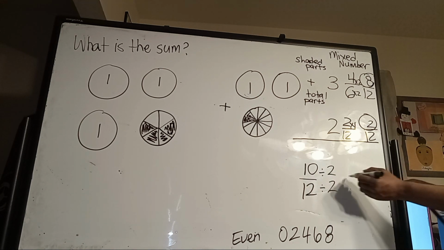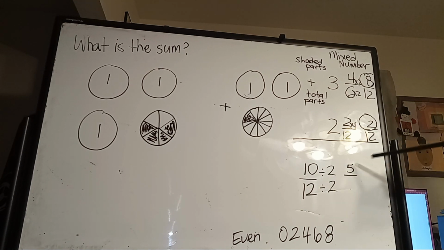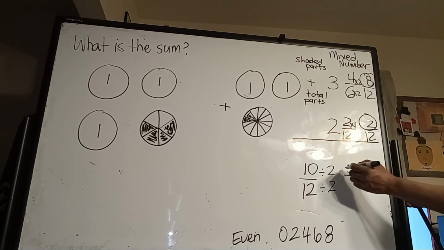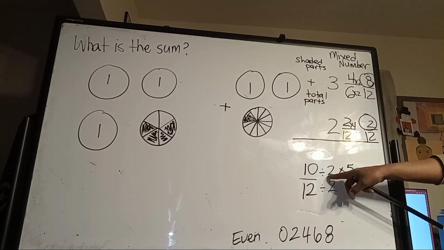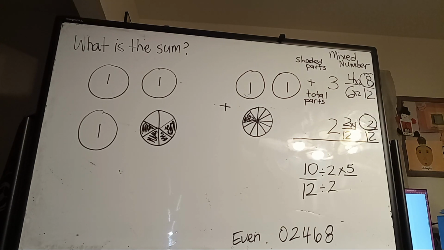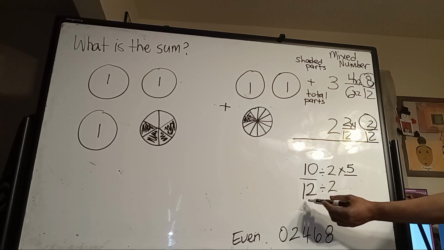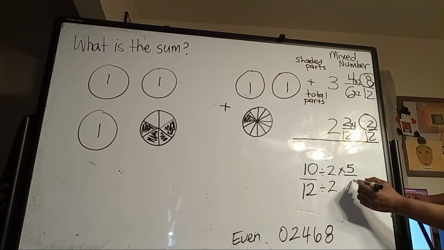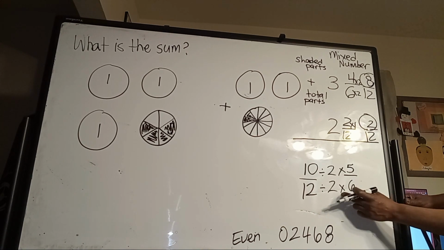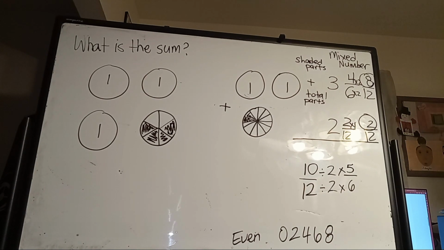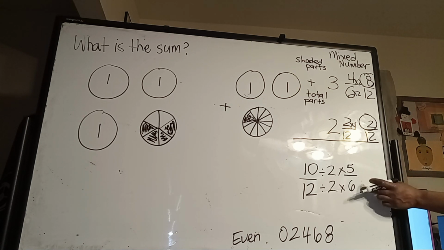10 divided by 2 is going to give me 5. Why? Because 5 times 2, remember, it's always the opposite. 5 times 2 will give you the 10. That's why that's the answer in division. 12 divided by 2 is going to give you 6. Why? Because 6 times 2 will give you 12. That's why you always have to think opposite when you're doing division or multiplication. Whichever one you're doing, you must think about the other one in order to get the answer. So now we have a new fraction of 5 over 6.